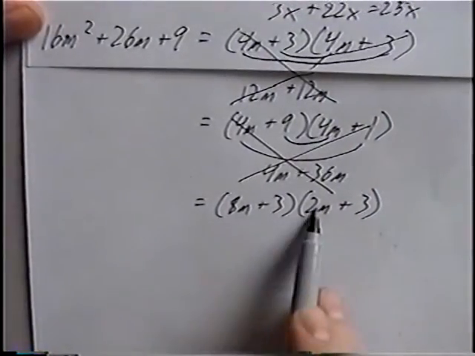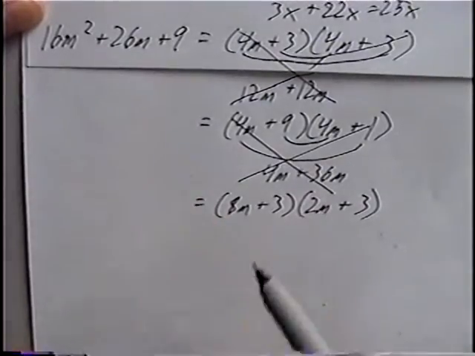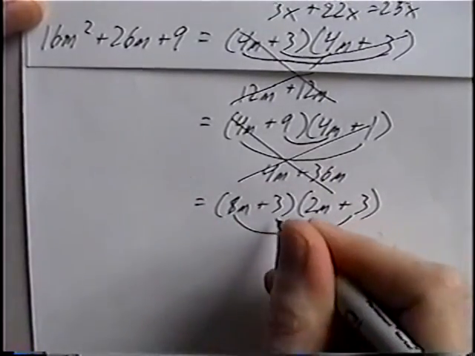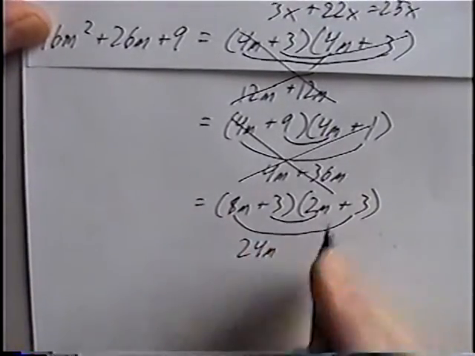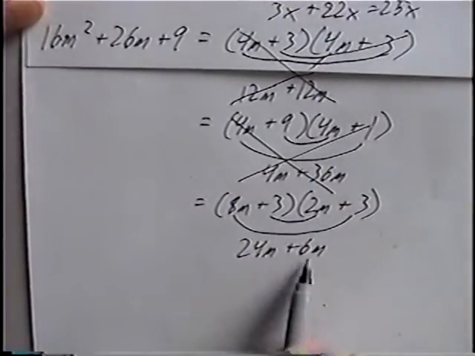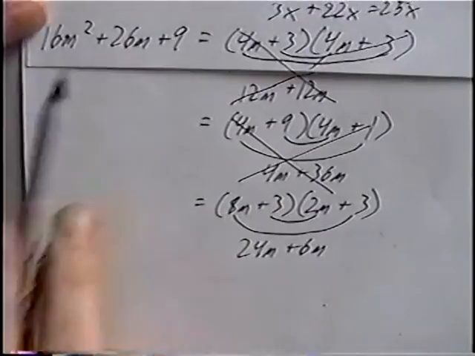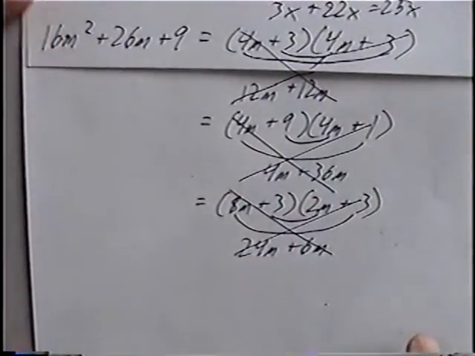And again, 8 times 2 would be the 16, 3 times 3 would be the 9. Checking the outside and inside terms to see if they add up to 26. 8 times 3 is 24, and 3 times 2 would be 6. This would add up to 30, which again is not 26, so this would not be the right answer.